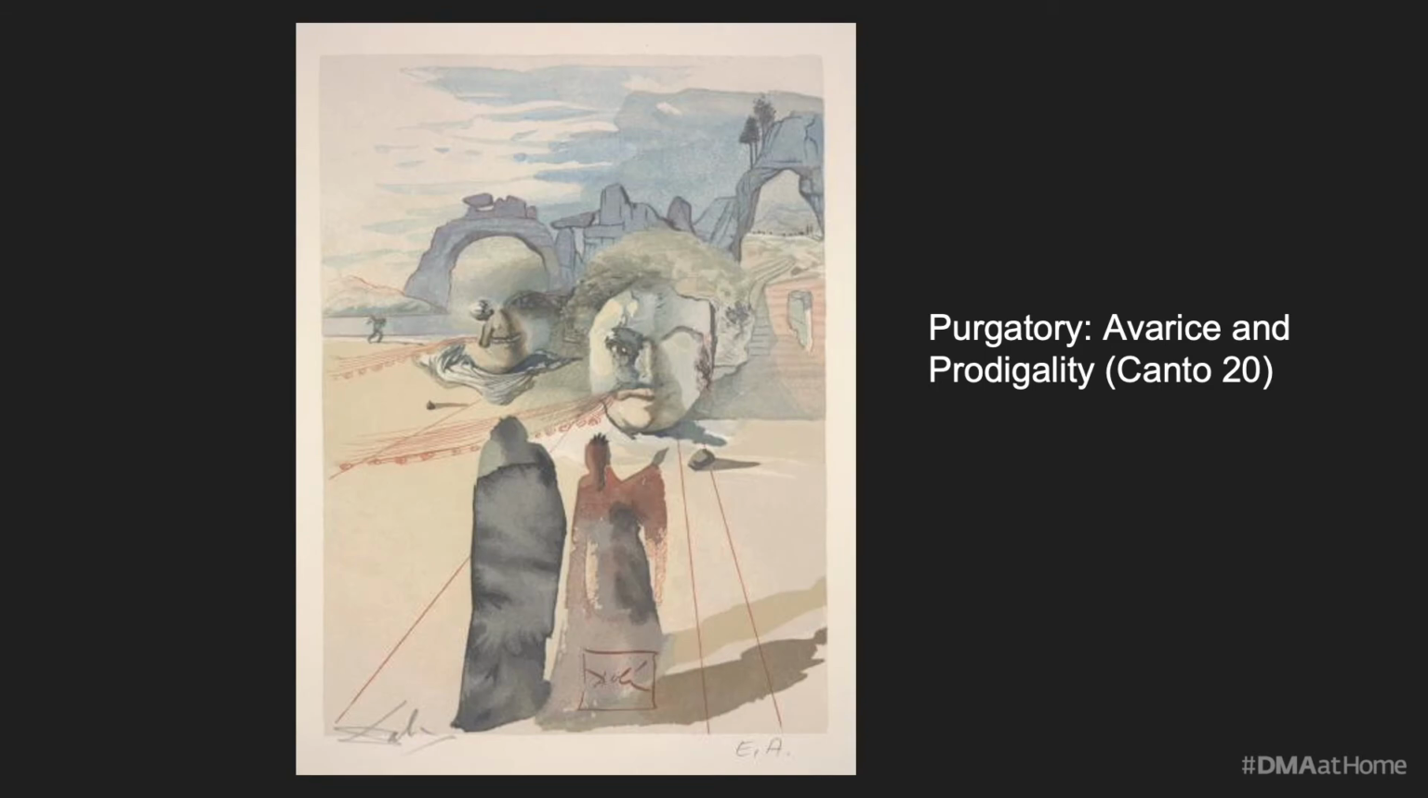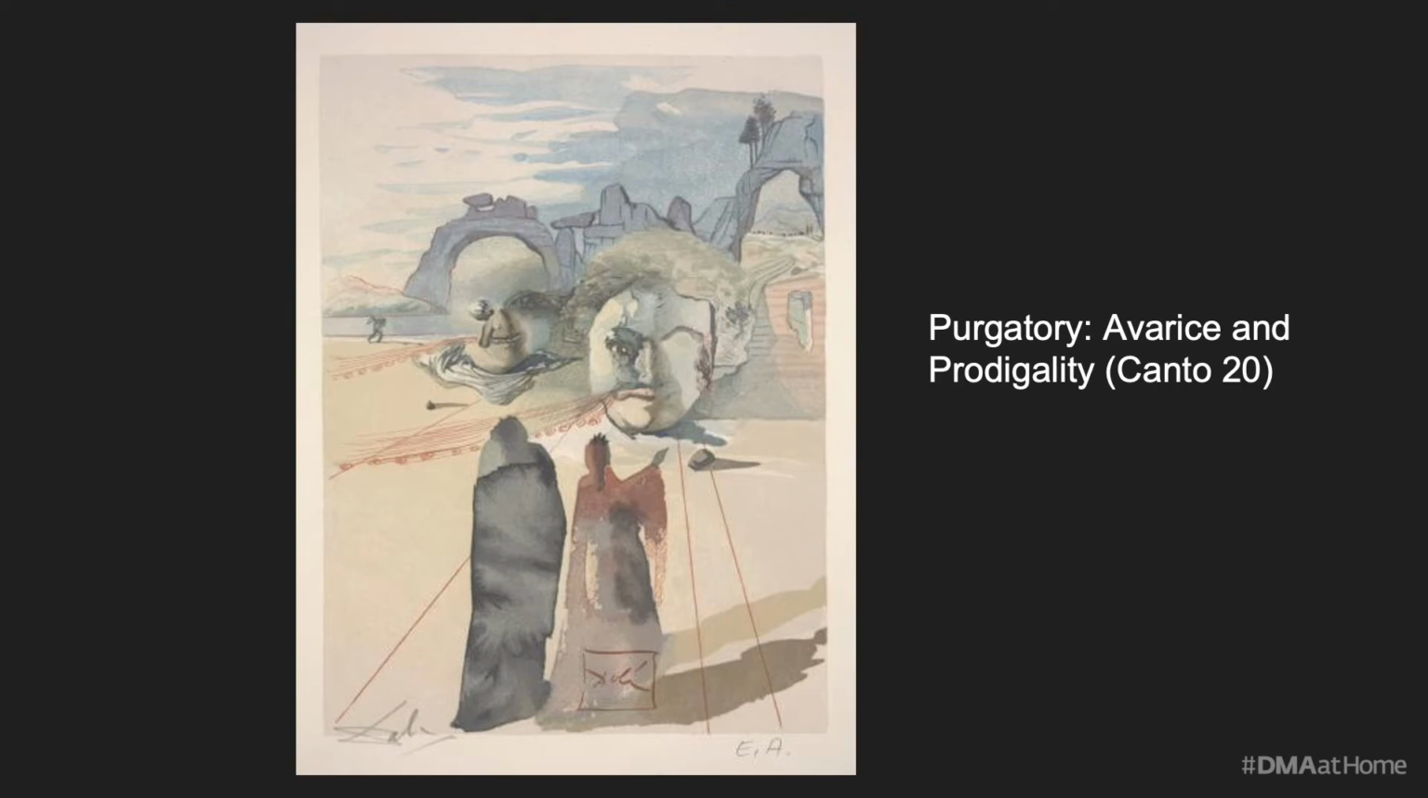Here is another representation from Purgatory entitled Avarice and Prodigality. This illustration corresponds with Dante's passage in Purgatory that describes the sin of greed, which can be corrected through virtuous acts. It is interesting to note how Dali borrows visual techniques from both hell and heaven to represent the scene.